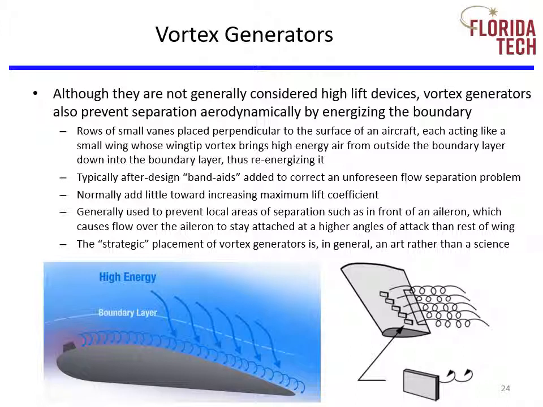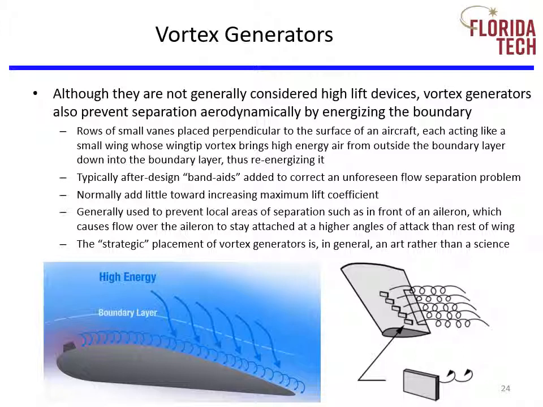Although they are not generally considered high lift devices, vortex generators also prevent separation aerodynamically by energizing the boundary layer. These devices are rows of small vanes placed perpendicular to the surface of an aircraft, each acting like a small wing whose wingtip vortices bring high energy air from outside the boundary layer down into the boundary layer, thus re-energizing it. These are typically after-designed band-aids which are added to correct an unforeseen flow separation problem.